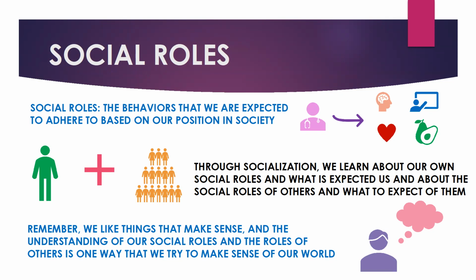So through socialization, we learn about our own social roles. For you, that might be a student, a leader, a sibling, somebody's child, right? So it's what's expected of us, and about the social roles of others and what to expect of them. So again, at the end of the day, remember that we like things to make sense. We like to have a sense of order. We don't like chaos. So understanding our roles and the roles of others is one way that we try to make sense of the world. If we have a general idea of what we can expect from somebody based on what we know about their position in society, that helps us figure out how to interact with them a little better.